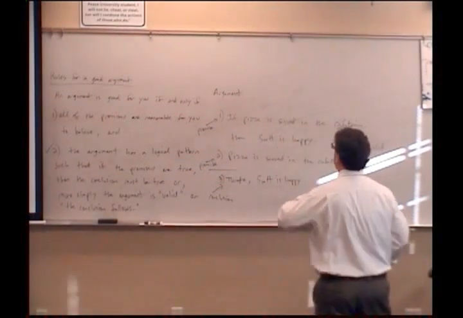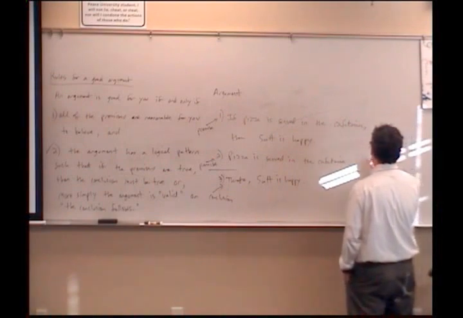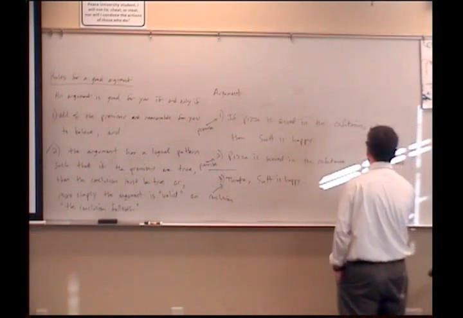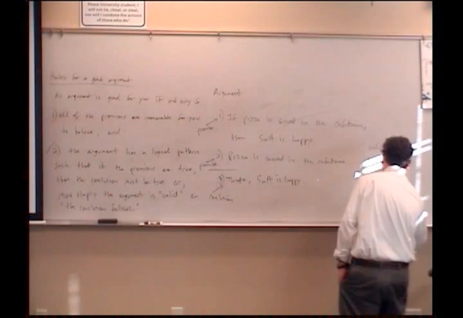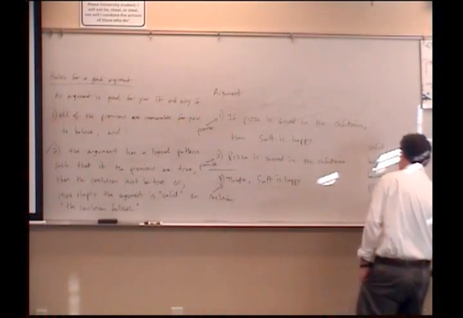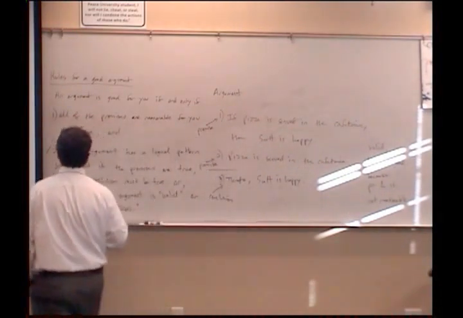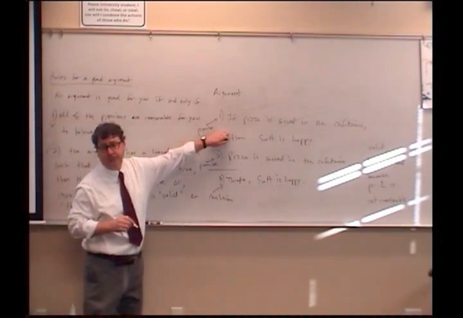All right, so what are we saying about this argument? We're saying it's valid, but not good, because premise one is not reasonable. In order for an argument to be good, all of the premises have to be reasonable for you to believe, and we found a problem with premise one.